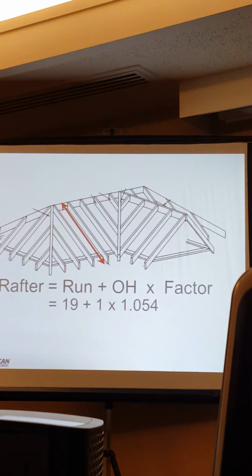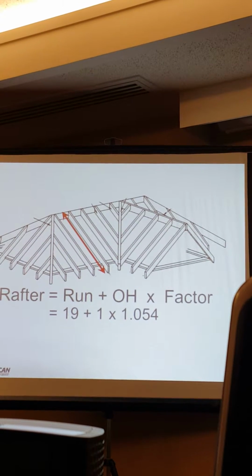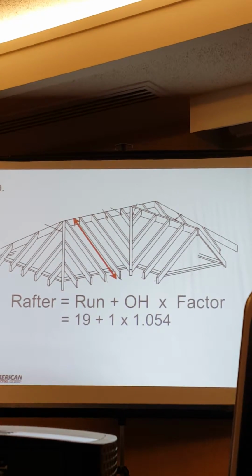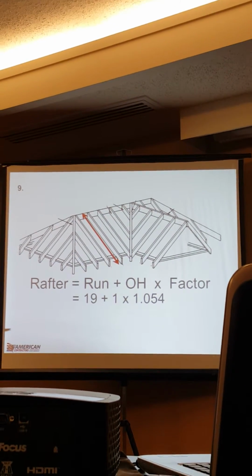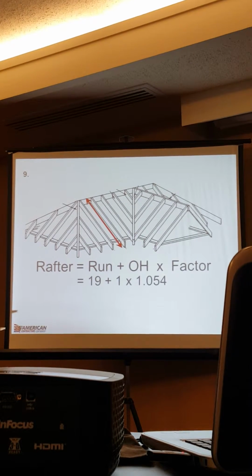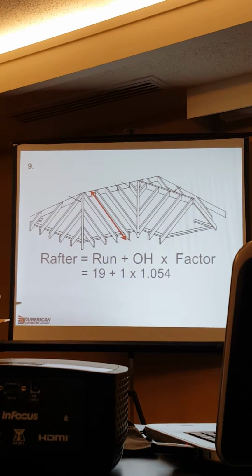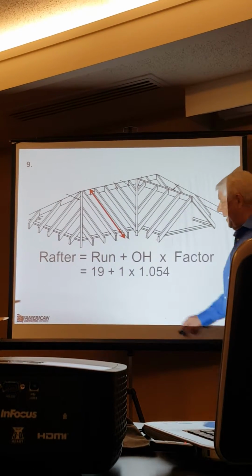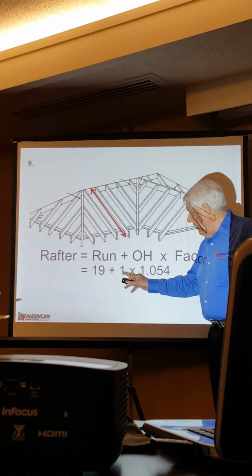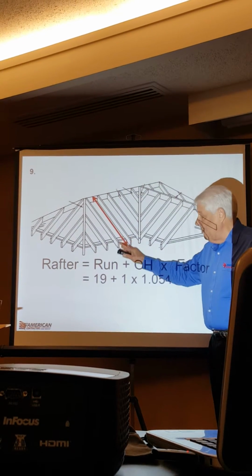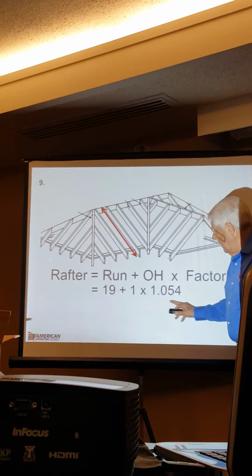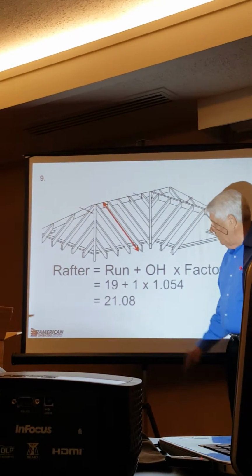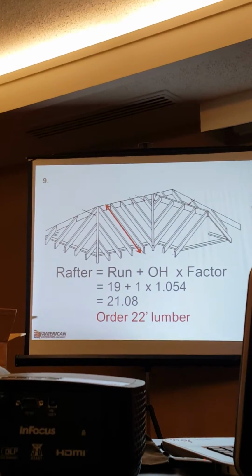So this building here is 38 feet wide. What length of material would you order for a common rafter for a building 38 feet wide, 1 foot overhang and a roof slope of 4-12? So we need the run; the formula says the run, so half of that would be 19, plus 1 foot overhang. We're working on half the building here, so we need 1 foot on one side. Times the factor of a 4-12 slope, 21 feet 1 inch. And you order a 22 foot piece of lumber.